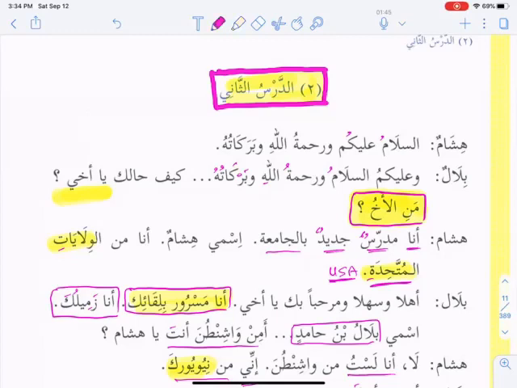Ana is mubtada, masrurun is khabar, bi is harf jar, likai became majroor. It is likaun, became likai and then ka. This is bi harf jar, likai ism majroor wa huwa mudaf and ka mudaf ilayhi. What is the translation? I am happy to meet you. Don't we say this in English many times? I'm pleased to meet you. So that same thing.